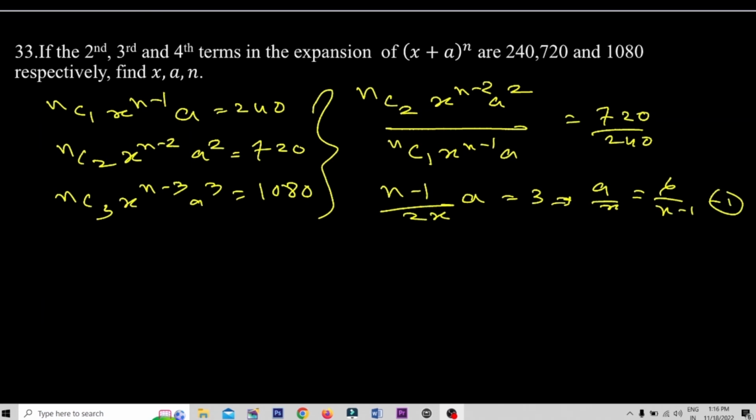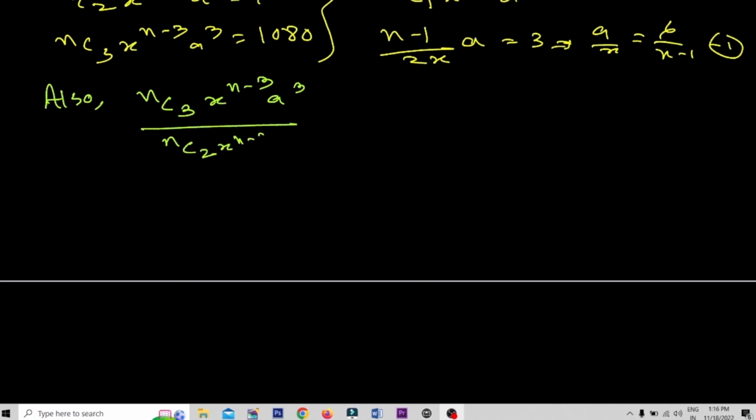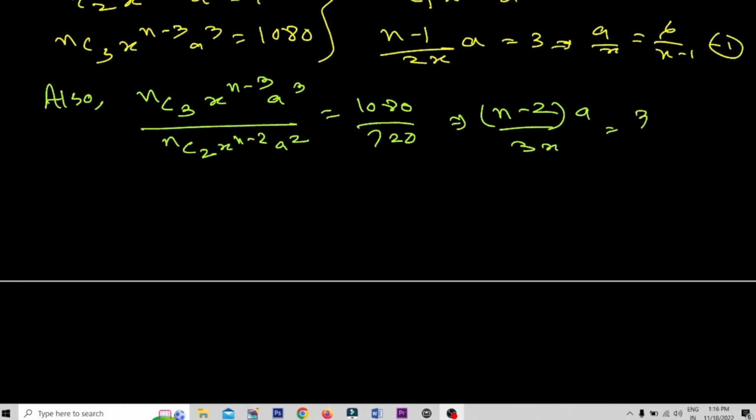Now for the second case, we do the same thing, dividing 1080 by 720. So nC3 x to the power n minus 3 a to the power 3 by nC2 x to the power n minus 2 a to the power 2 equal to 1080 by 720. In this case, we get n minus 2 by 3 into a by x equal to 3 by 2. So a by x equal to 9 by 2n minus 4 is number 2.